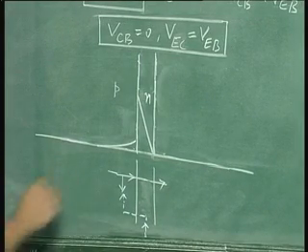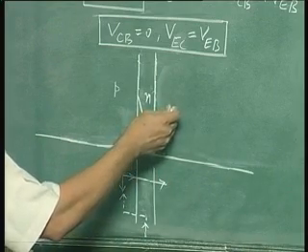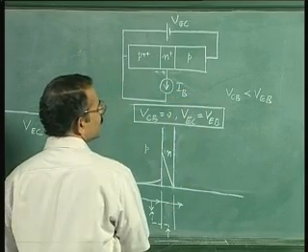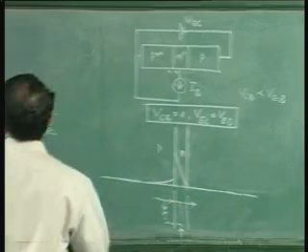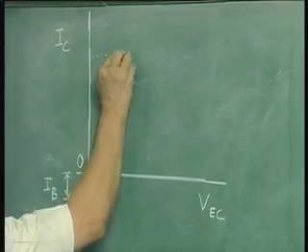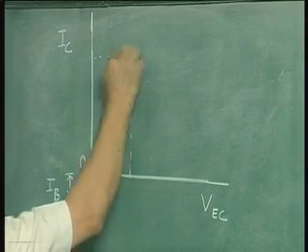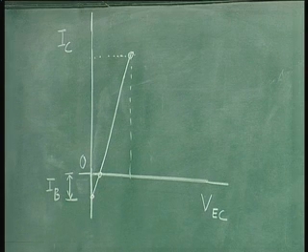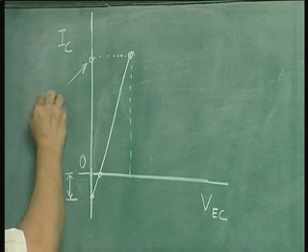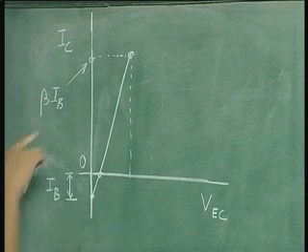Okay, so IC. Now what is the value of IC in this condition? We know that IC is equal to beta times IB. If you want to write IC in terms of IB, IC is beta times IB. So you go up like this, and so this is the condition corresponding to VCB equal to 0 and IC is beta times IB. So this point is beta times IB.